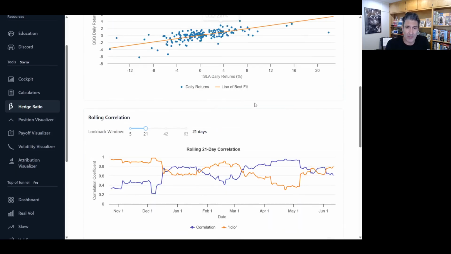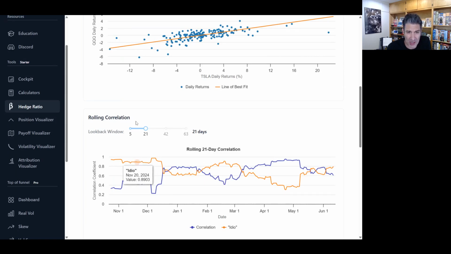This is your rolling 21-day correlation. That's the purple line, your rolling 21-day correlation. And then your idiosyncratic risk is the orange line. I'll explain that. Some people call that risk remaining. Some people call that unexplained risk. The last few years I hear this called idio for idiosyncratic. So I'll just use idio, but I'll get into that as well.